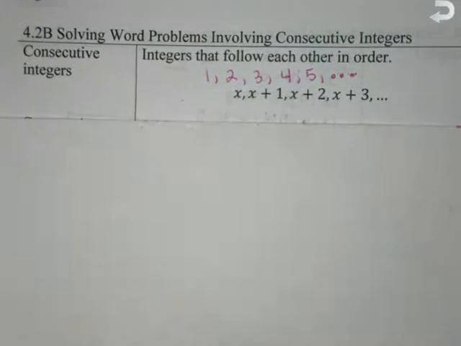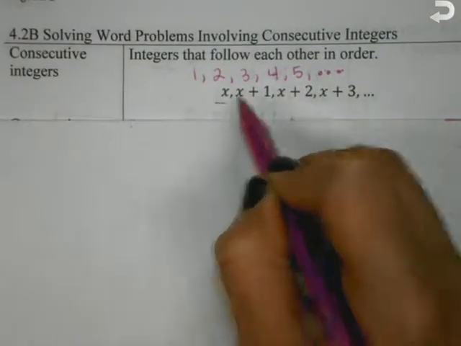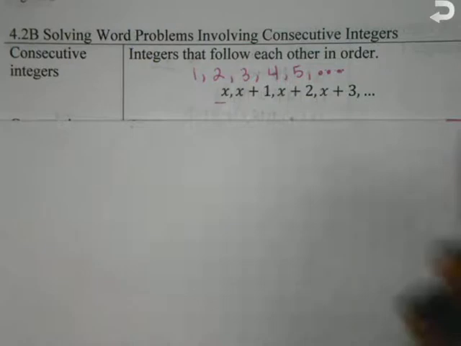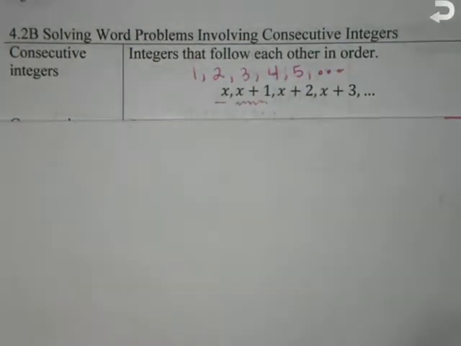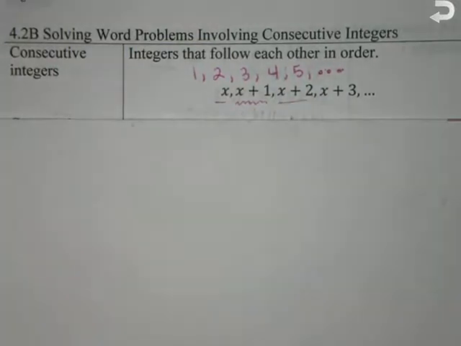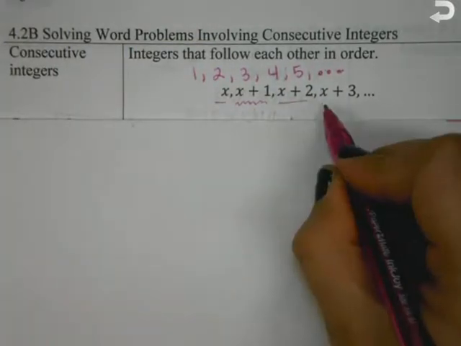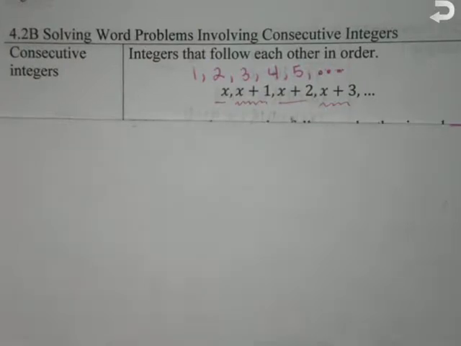So write it out in general terms for me. We start with x. We don't know what it is. The next number is always x plus 1. The number after that is x plus 2. To get to the next number is x plus 3, and so on and so on. So you're always just adding 1 for consecutive integers.